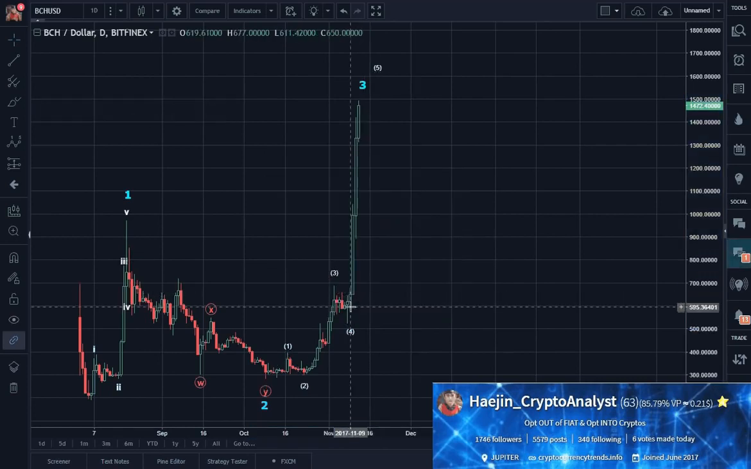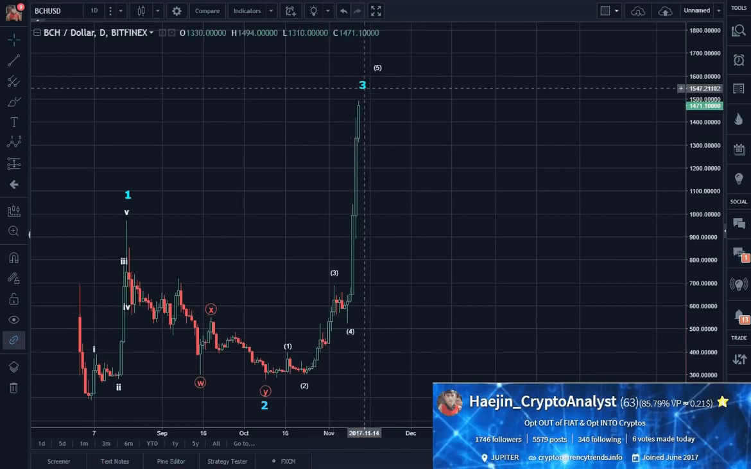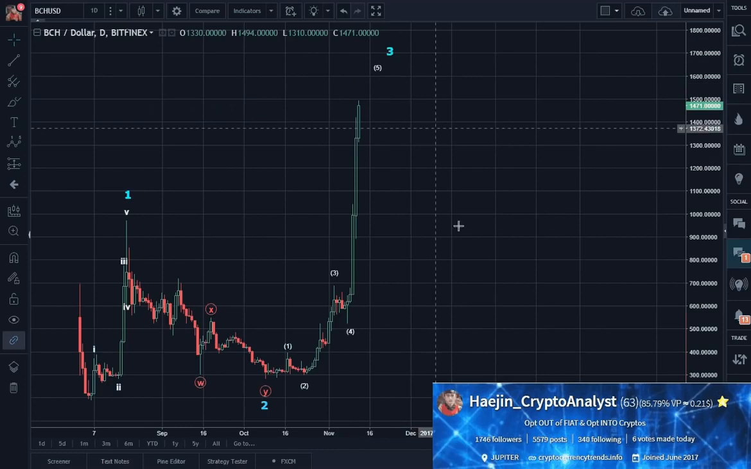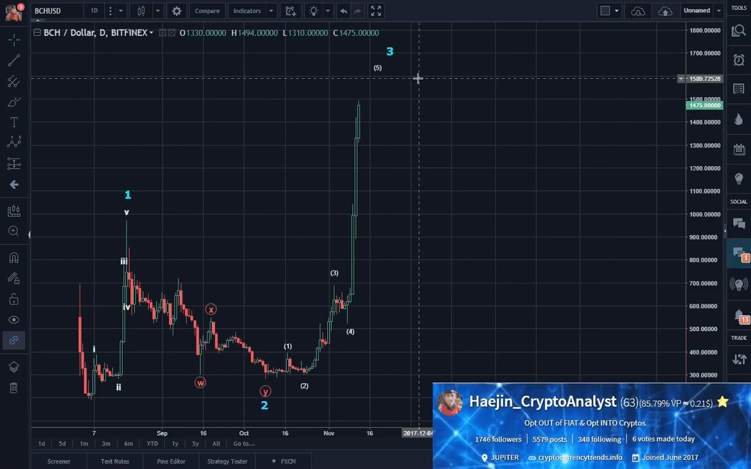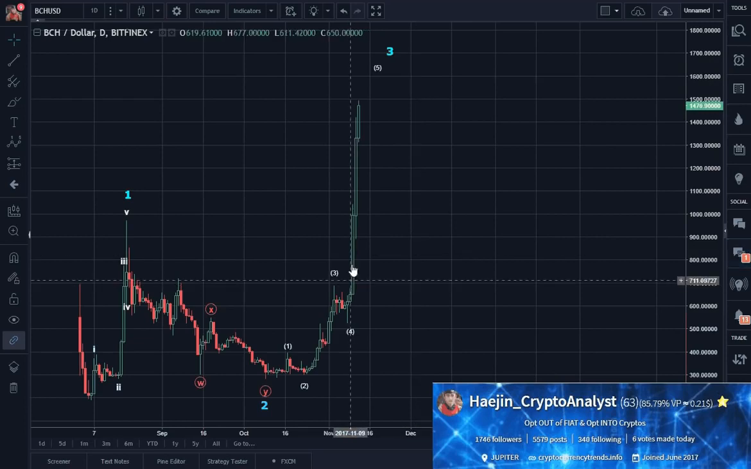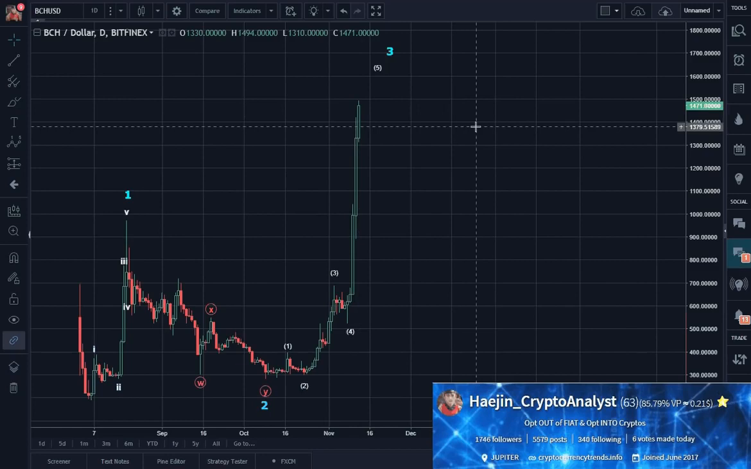I mean, this is a mania where wave 5 is just going, going, going. If you're asking me to call where the top of wave 5 will be, I don't know. But I do know this is most likely an extended fifth.